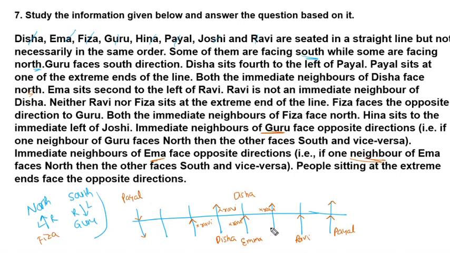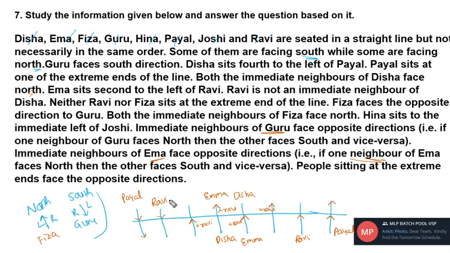Similarly, let's go according to the other possibility. Ravi cannot be at any of these. Ravi 1 2, no chance; already Disha is placed here. Ravi cannot come here, and cannot come here either. So there is only one possibility: put Ravi here. Ravi 1 2, so here you can put Emma. If this is towards the left of Ravi, it means Ravi should face south direction.